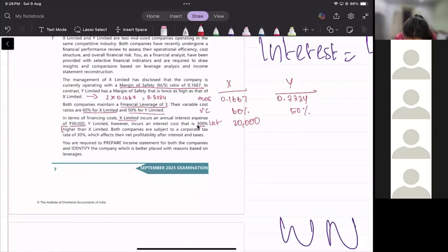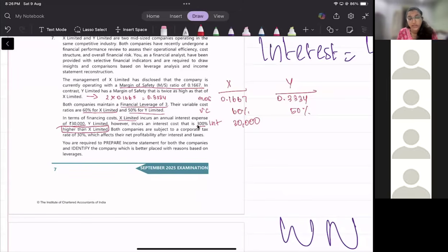And Y Limited, however, incurs an interest cost that is 300% higher than X Limited. Tell me what will be the interest cost of company Y? 300% higher than X Limited. That is important. You have to actually read the question very carefully. 30,000 is the interest expense of X Limited.